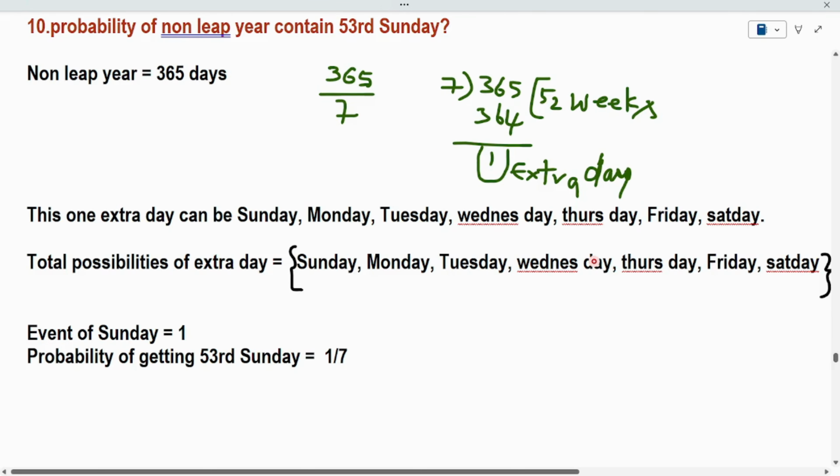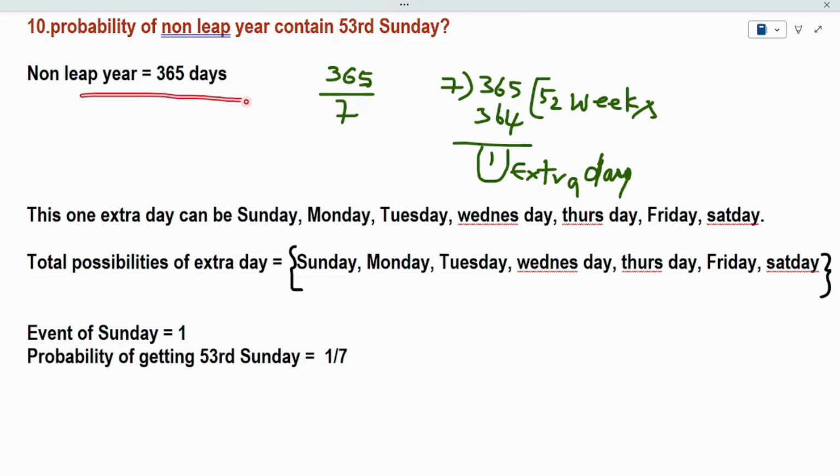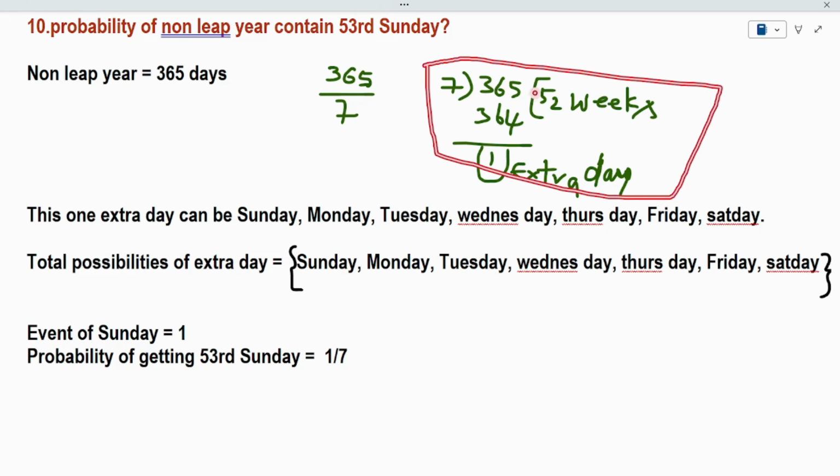Probability of a non-leap year containing 53 Sundays. We know that a non-leap year has 365 days; if it is a leap year, it becomes 366 days. So we need to find how many weeks are in these 365 days. Simply by dividing 365 by 7, we get the number of weeks: 52 weeks and 1 extra day.